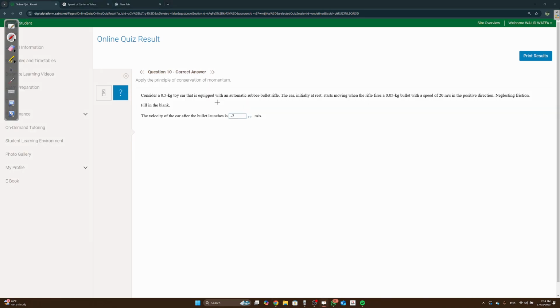Question 10. Consider a 0.5 kilogram toy car that is equipped with an automatic rubber bullet rifle. The car, initially at rest, starts moving when the rifle fires a 0.05 kilogram bullet with a speed of 20 meters per second in the positive direction, neglecting friction. The velocity of the car after the bullet launches is something. You have a bullet. I think you can think of this as the propeller to the car. The car is like this, and it has a bullet launcher, and it launches bullets.